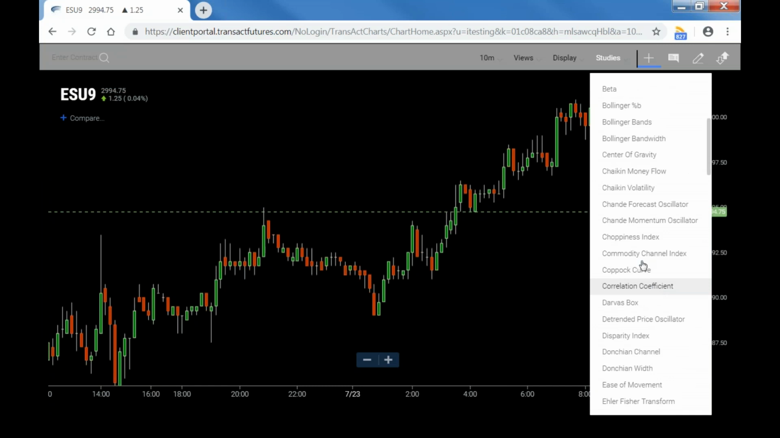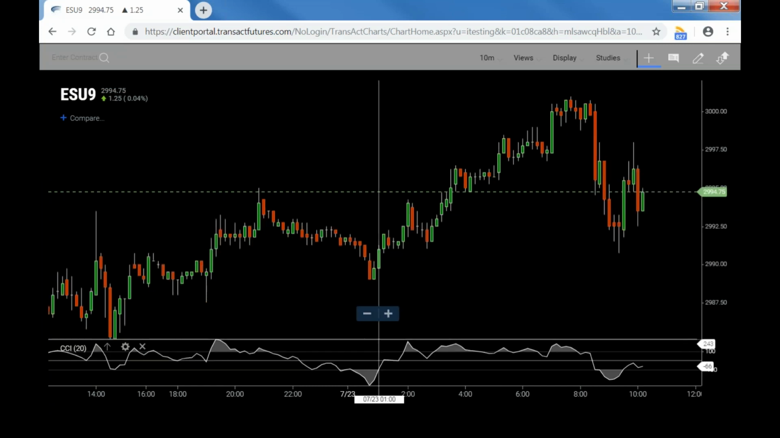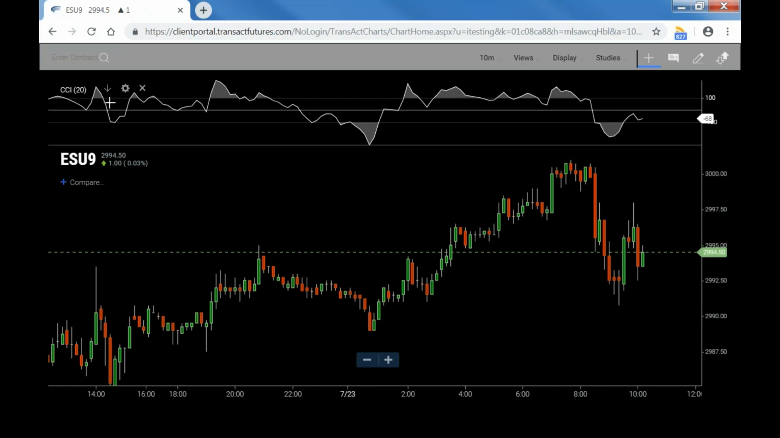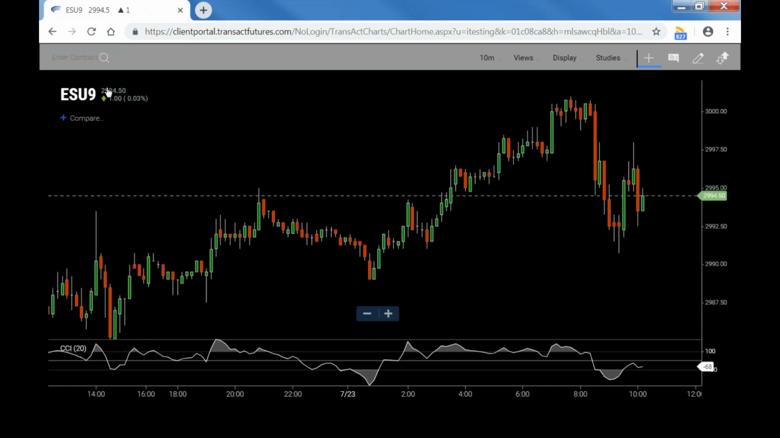Lately, I've been looking at this thing called CCI, the Commodity Channel Index, and I put it down at the bottom of the screen there. You could use this little menu bar in the lower left here, and if you want to add it to the top of your chart, you could do that. I've seen some people that like to do that. I like to keep it at the bottom of the chart.